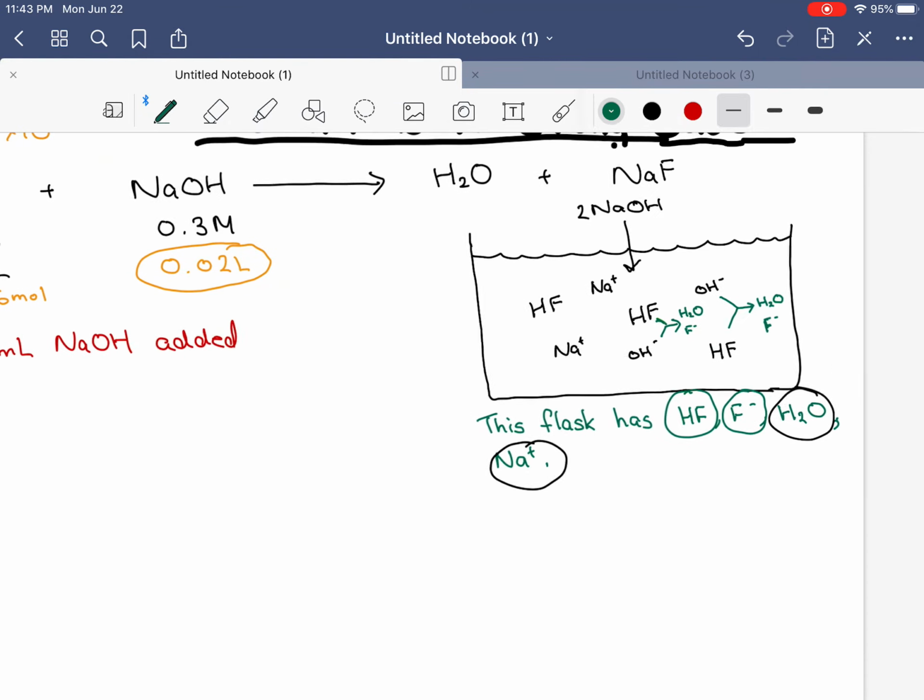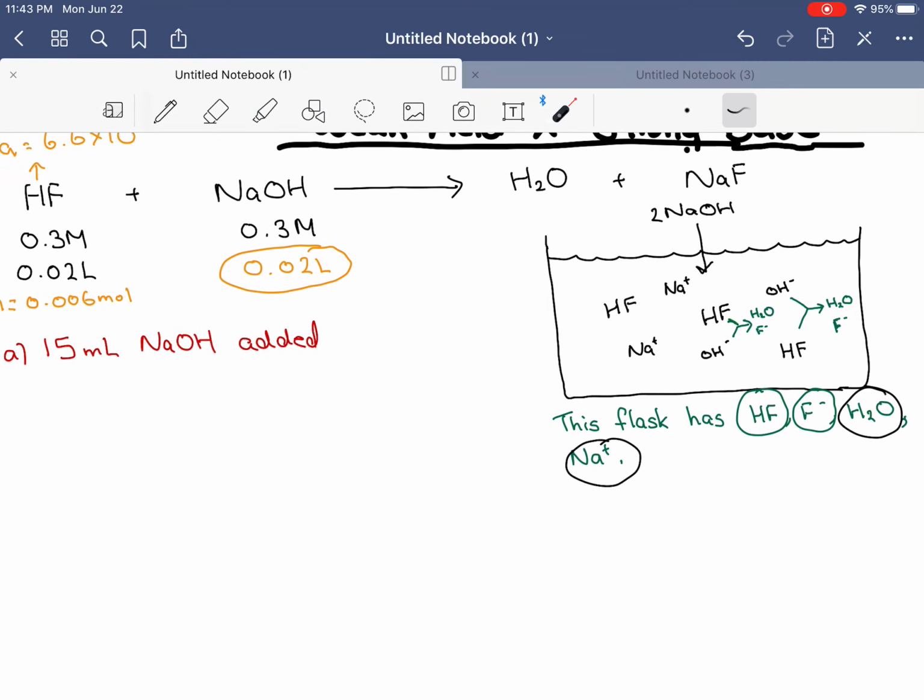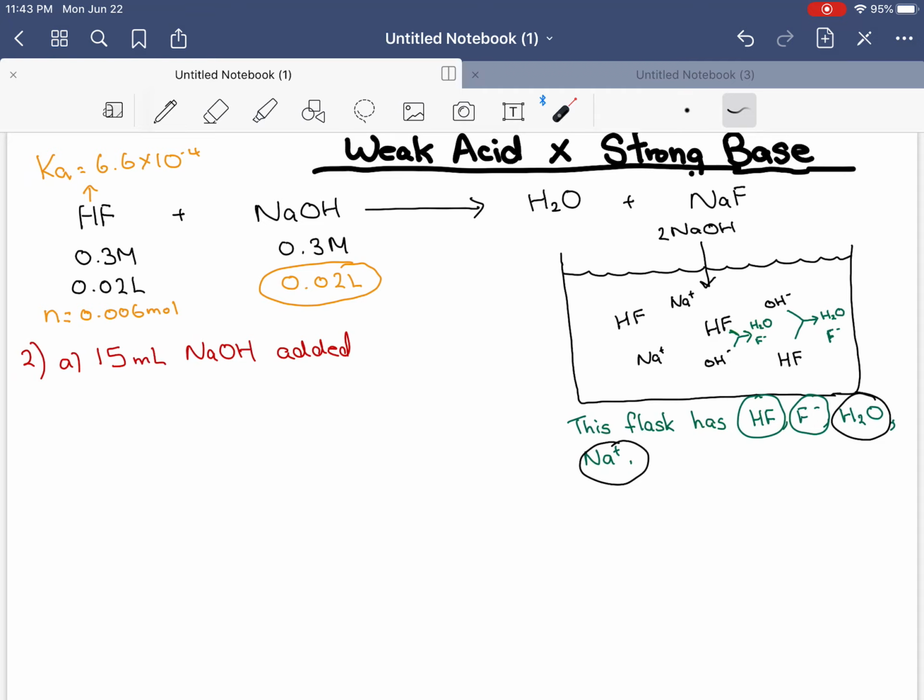The idea is still the same, okay? Your beaker, your flask is still consisting of HF, still HF there. You're going to have more F minus now. You're going to have more water now, and you have more Na now. But remember, these guys don't play a role. Only this and this get to speak when you're calculating pH. So, 15 milliliters of NaOH added. Let's go. Try it. Pause this video.